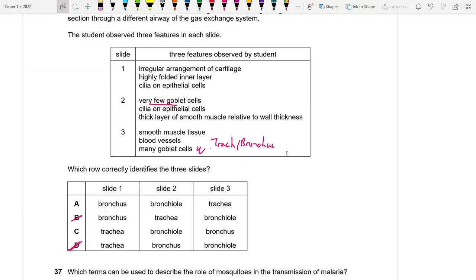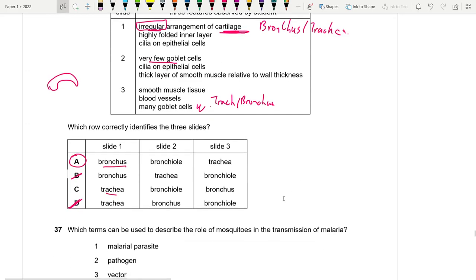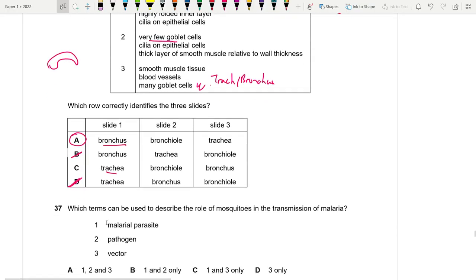Now, cartilage. Okay. This is the determining factor. Cartilage is present in bronchus or trachea only. So let's see. Slide 1, it needs to be bronchus or trachea. But here's the thing, irregular arrangement. In trachea, we have a regular arrangement of C-shaped cartilage. So since it's irregular, it has to be bronchus. That's why the answer is A. See if you guys get it. If it was regular, it would have been the answer C.